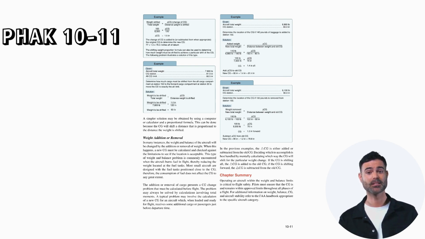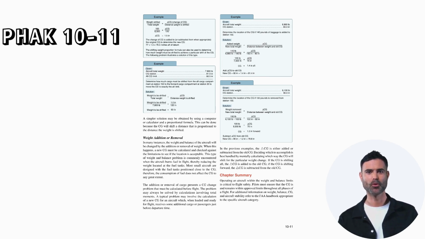Weight addition or removal. In many instances, the weight and balance of the aircraft will be changed by the addition or removal of weight. When this happens, a new CG must be calculated and checked against the limitations to see if the location is acceptable. This type of weight and balance problem is commonly encountered when the aircraft burns fuel in flight, thereby reducing the weight located at the fuel tanks. Most small aircraft are designed with the fuel tanks positioned close to the CG.